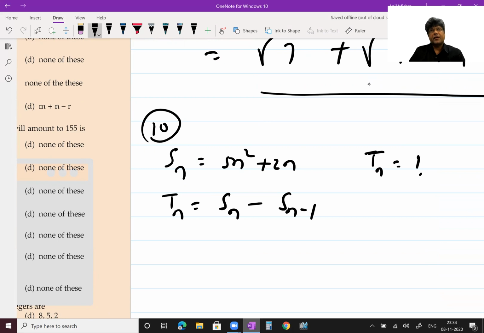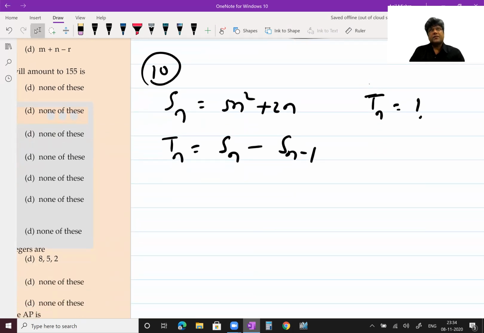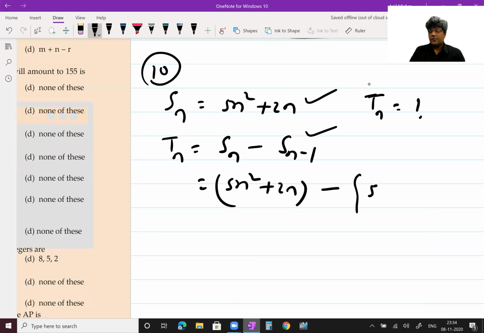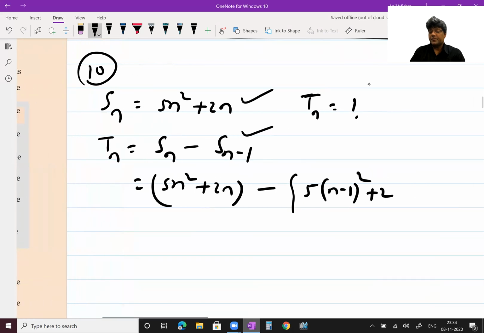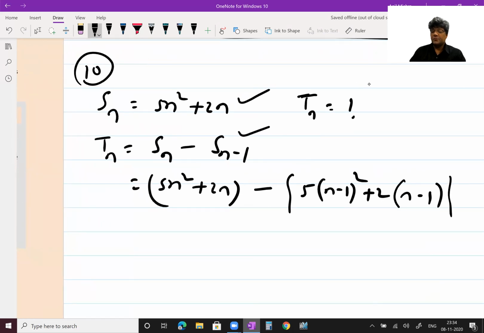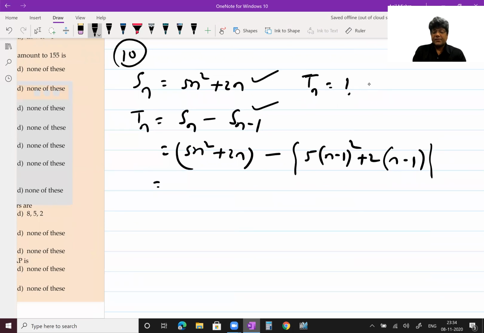I have taught you this: the sum of n terms minus the sum of n minus 1 terms. Better said, the sum of the first n terms minus the sum of the first n minus 1 terms. That is the Tn. Sn is given by the question as 5n square plus 2n. How to get this S(n-1)? From here, replace n by n minus 1 on both sides. If you do that, you'll get 5 into (n minus 1) whole square plus 2 into (n minus 1). Now simplify this and get the answer.